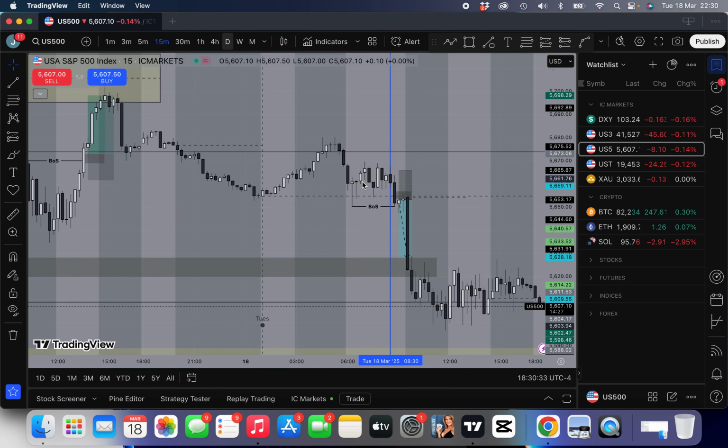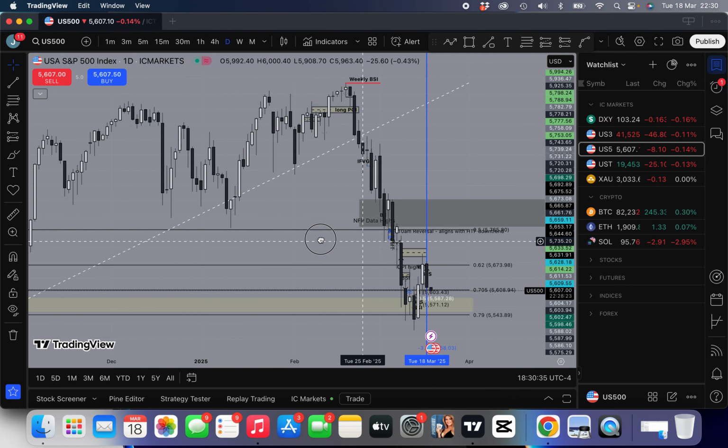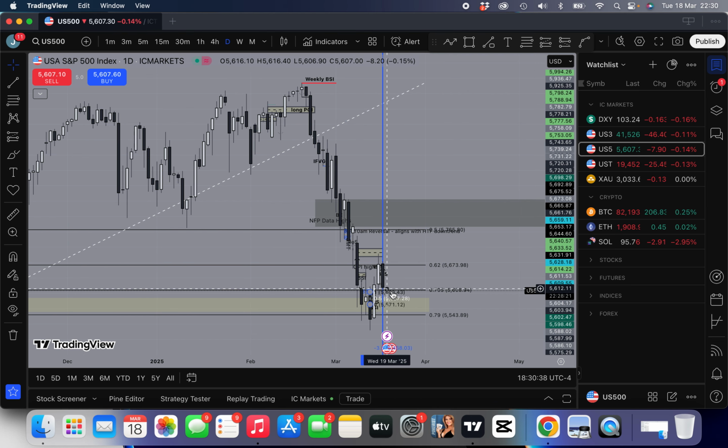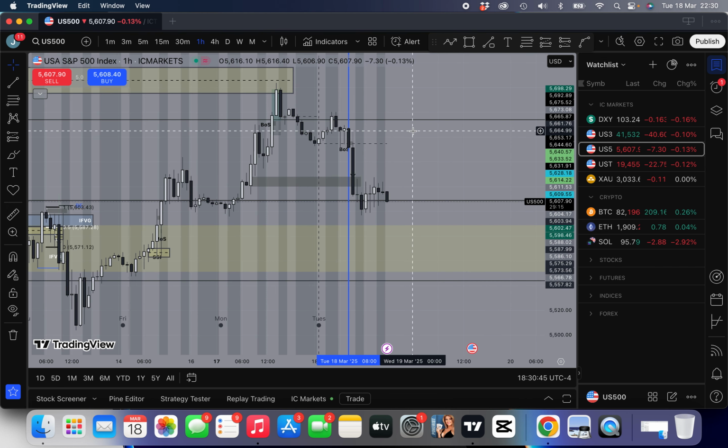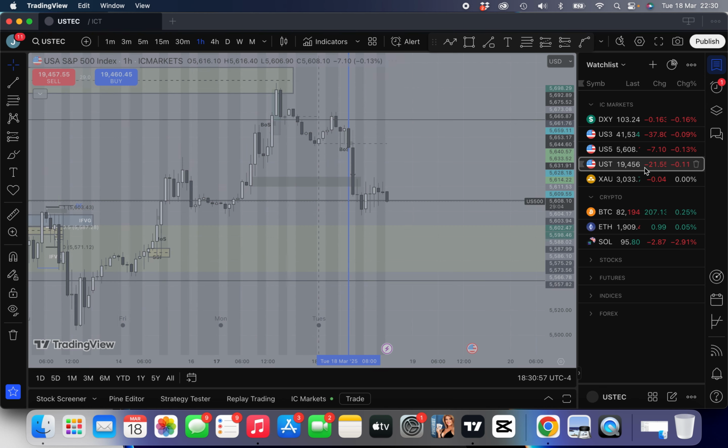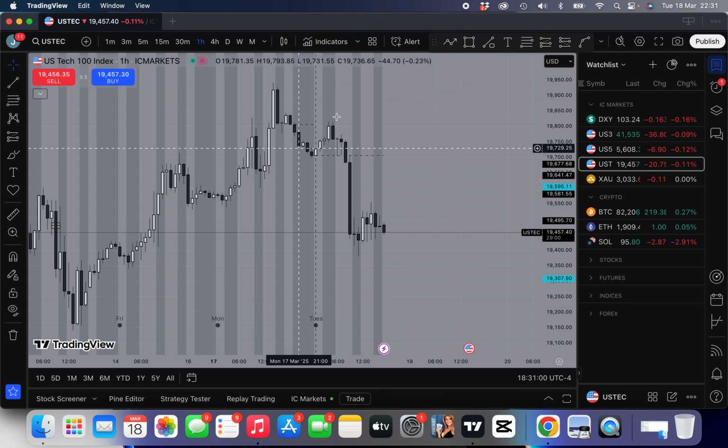On the daily time frame, you can see this is the candle for the day. No movement at all, really. On the 1 hour, we've got this going on. You can see we've come up, accumulated in between London and New York, dropped down, and just chop. Same on the Nasdaq. It's come up, accumulate, push down, chop. Nothing going on, nothing doing.